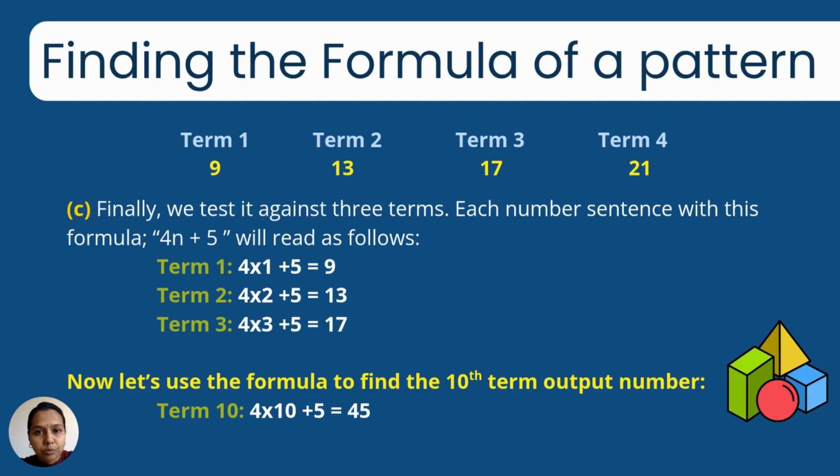It's time to now test it against the 10th term. So use the formula to find the 10th term output number. Now in our current pattern, we don't see the term 10. But if we were to figure out what the term 10 would be, all we had to do is take the formula and work that out. So in term 10, wherever we find our variable n, we're going to fill in the term 10. So 4 times 10 would give us 40, plus 5 would give us 45. So our term 10 would have the output of 45.